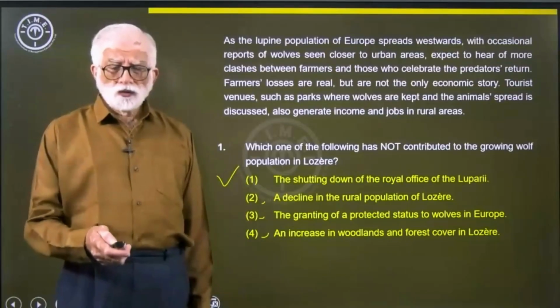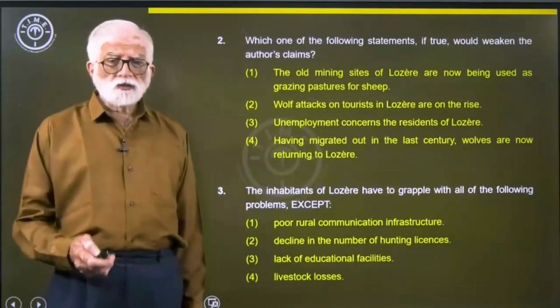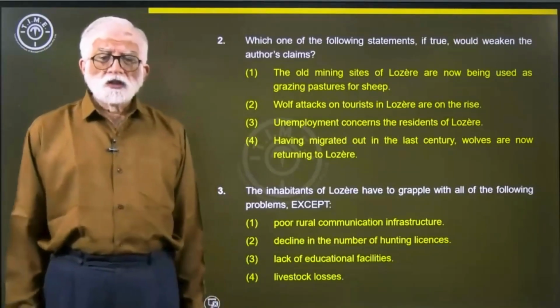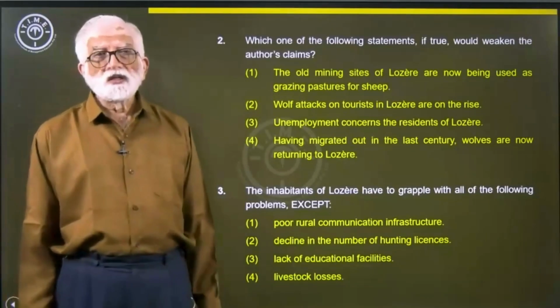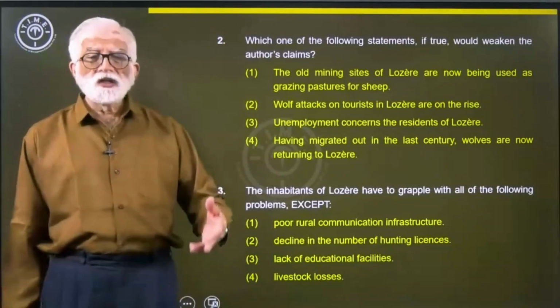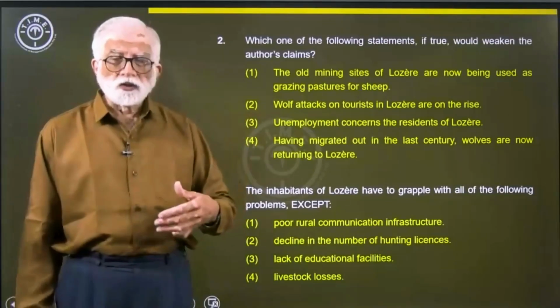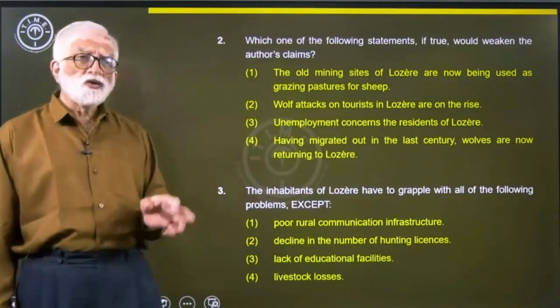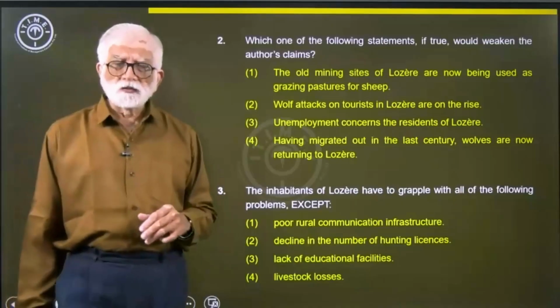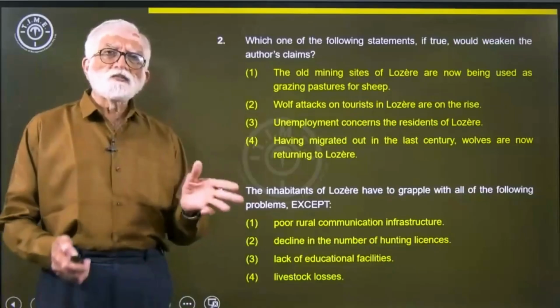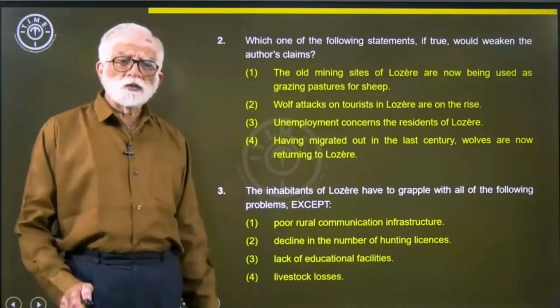So, we now move to question 2. Now, that one says, which one of the following statements, if true, would weaken the author's claims? Now, this is what we call a reasoning question. And a reasoning question would be one where you're taking the author's opinion and recognizing how the person arrived at that opinion. And then if you're going to weaken it, you're saying your reasons might not always be justifiable, or your reasons might not always work, or your reasons don't add up to this particular argument that you have.